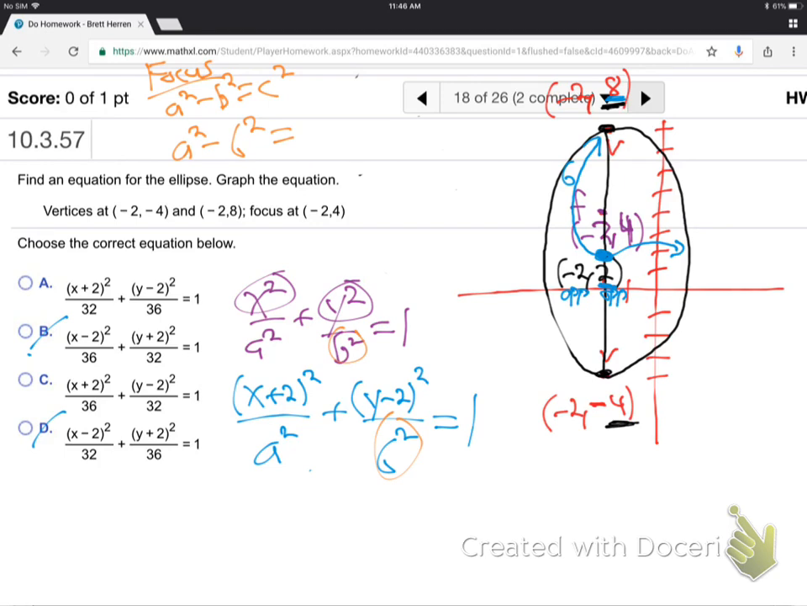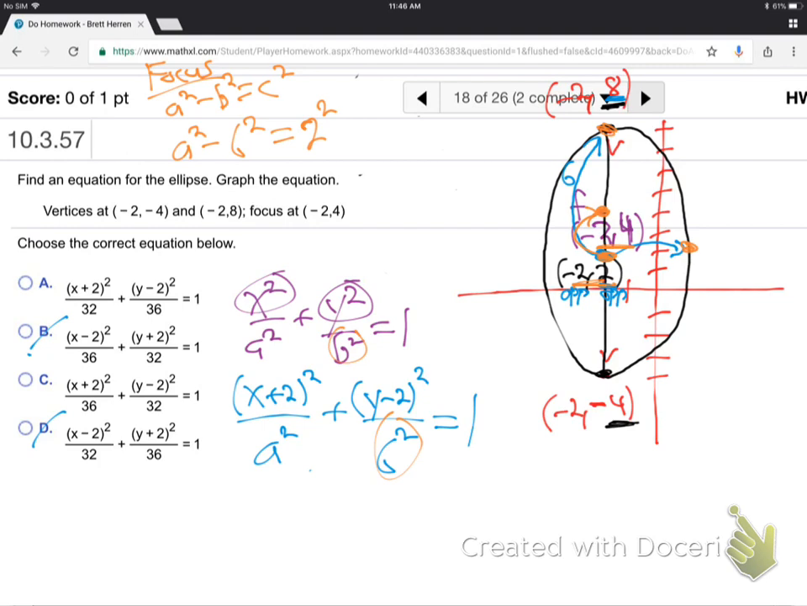Yeah, good. Remember, A and B are how far from the center to the edge, sideways or up and down. C is how far from the center to the focus point. Remember what A, B, and C are? How far is it from negative 2, 2 to negative 2, 4? It's 2. C is 2. Is that good?